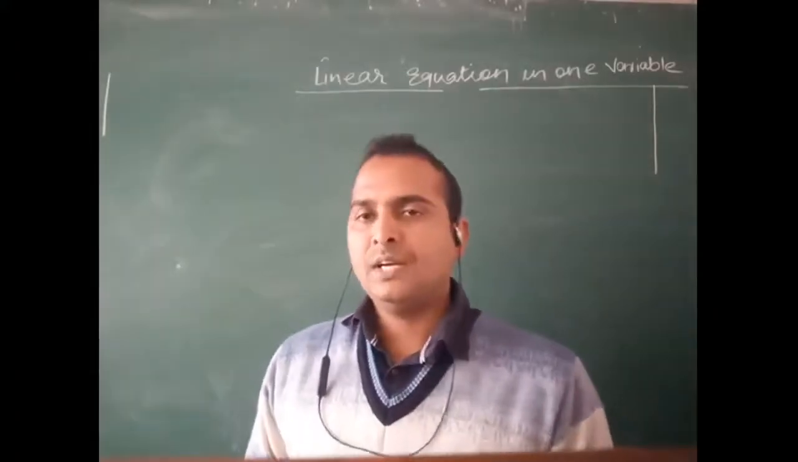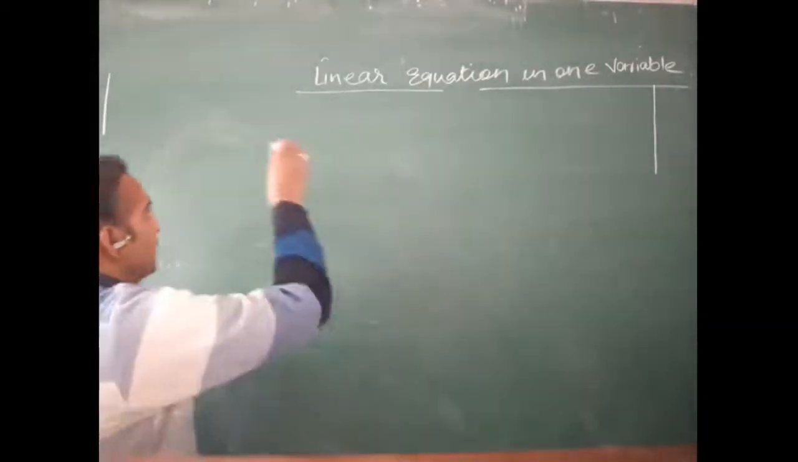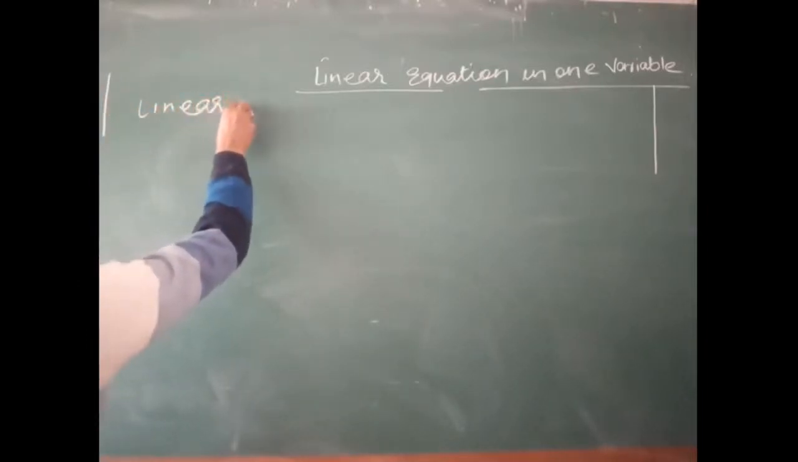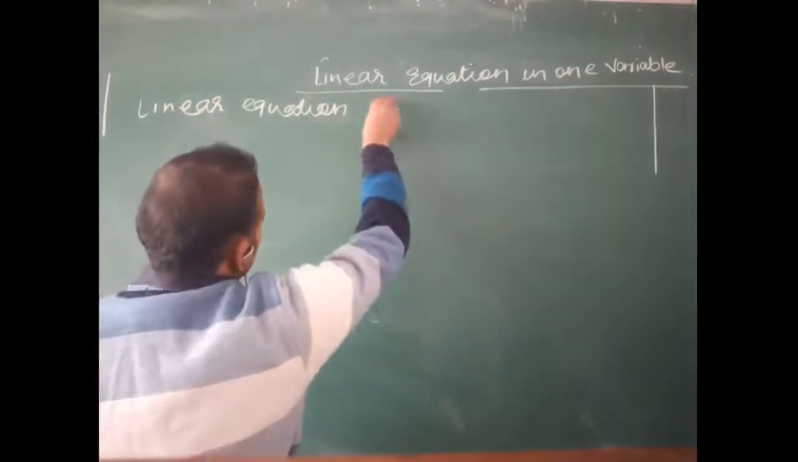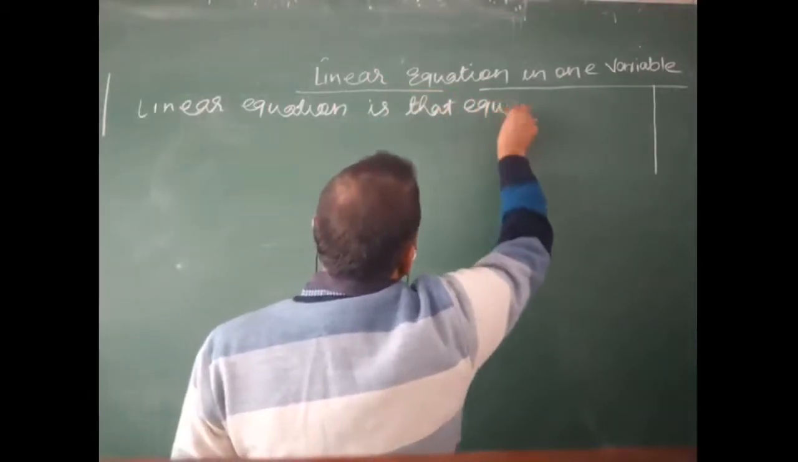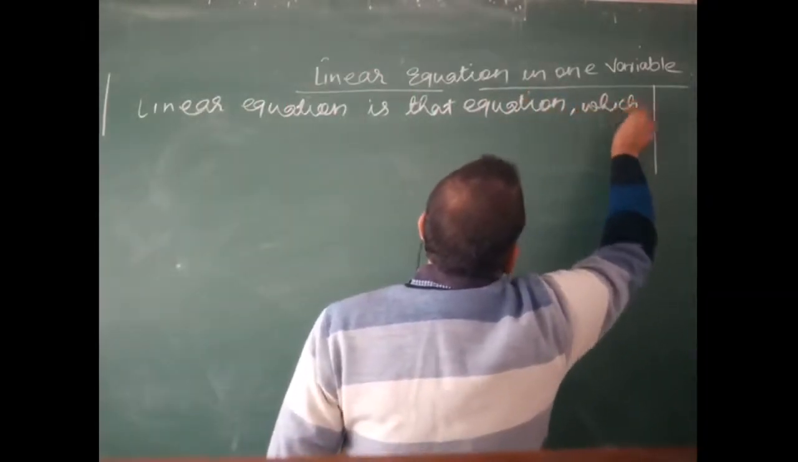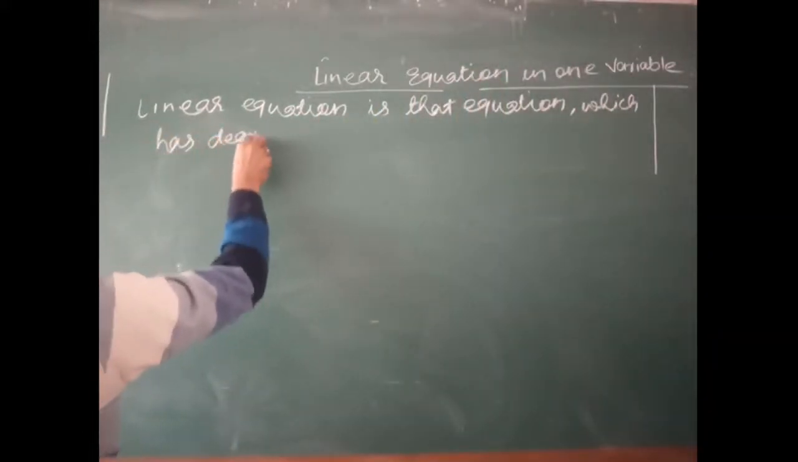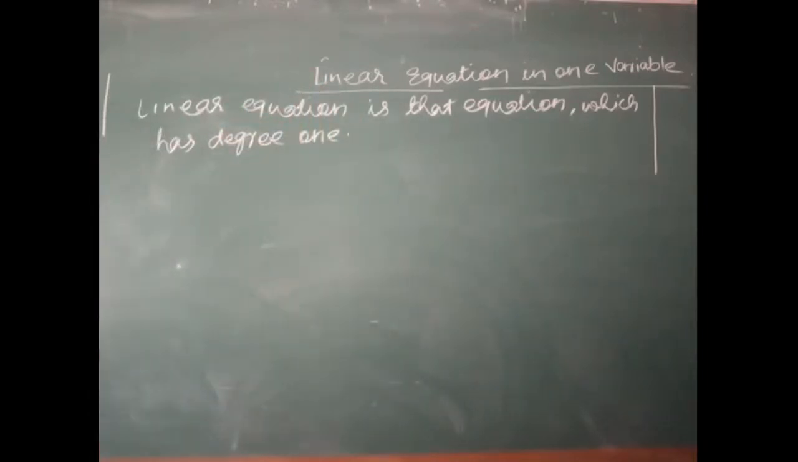The chapter that I am going to start today is linear equation in one variable. What is linear equation? Linear equation is that equation which has degree 1. That means the linear equation is the equation having degree 1.